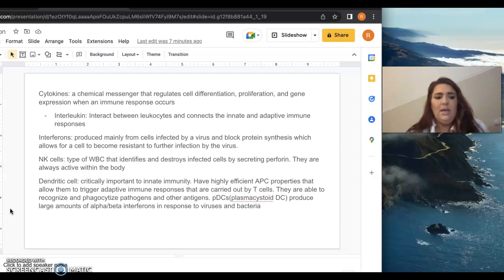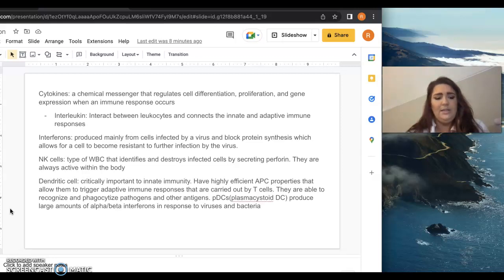NK cells, or natural killer cells, are a type of white blood cell that identify and destroy infected cells by secreting perforin. And they're always active within the body and always moving and searching for pathogens or viruses that are not supposed to be in the body.